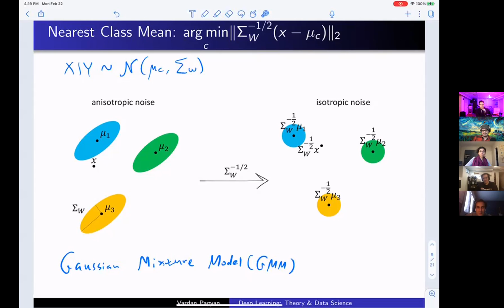Does anyone know what anisotropic noise means? I'm just teaching you words that sound fancy so you can impress your friends later. Not a circle is a beautiful definition. Thank you, Neo. Yes, anisotropic just means not a circle, not a sphere. It's a covariance which is not spherical.